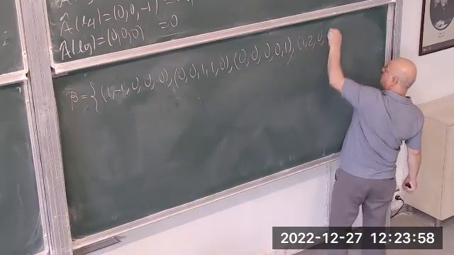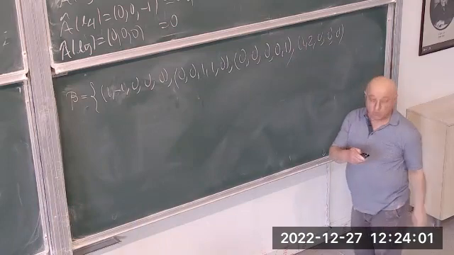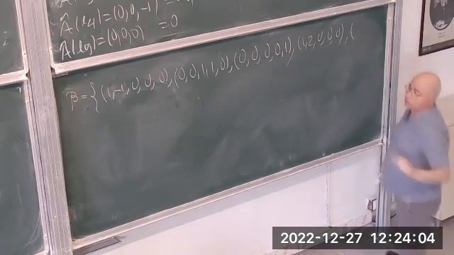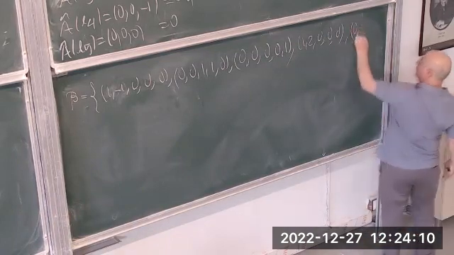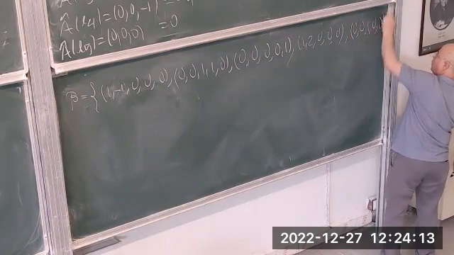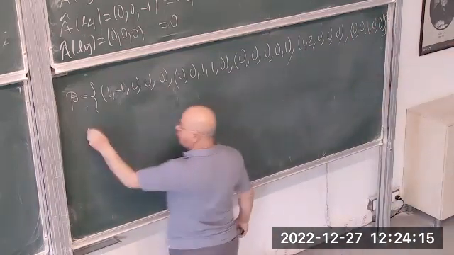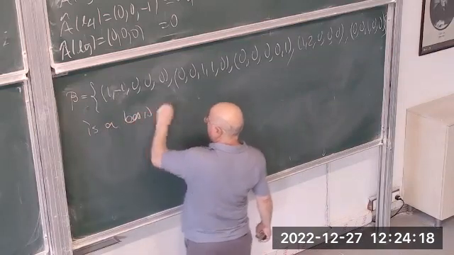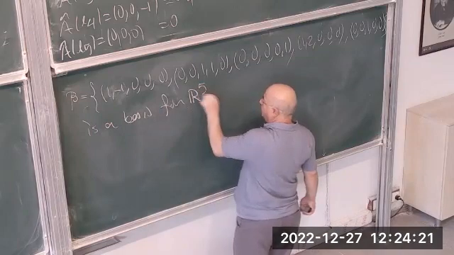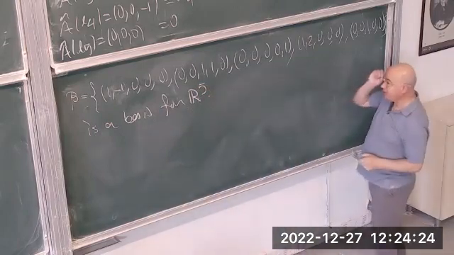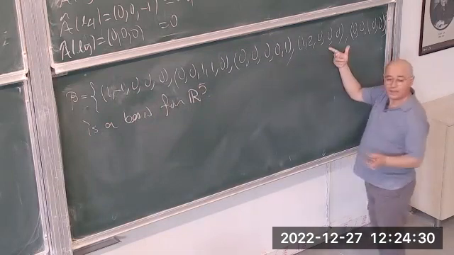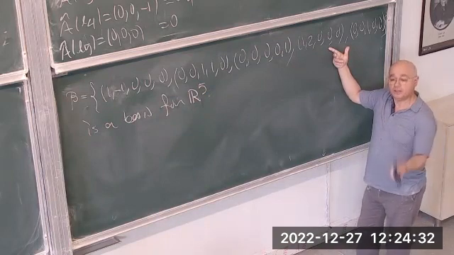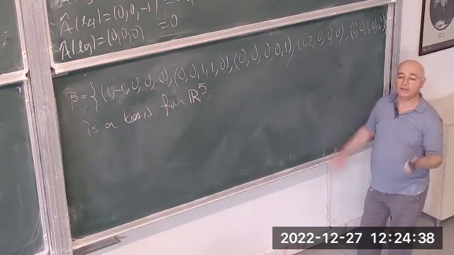1, 2, 0, 0, 0. METU sorusu. 0, 0, 1, 0, 2. This is the basis for R5. Niye basis? Çünkü ilk üçü kernel'ı span ediyor. Bu ikisi de bunların imajı da imajı span ediyor. O yüzden bunlar linearly independent.